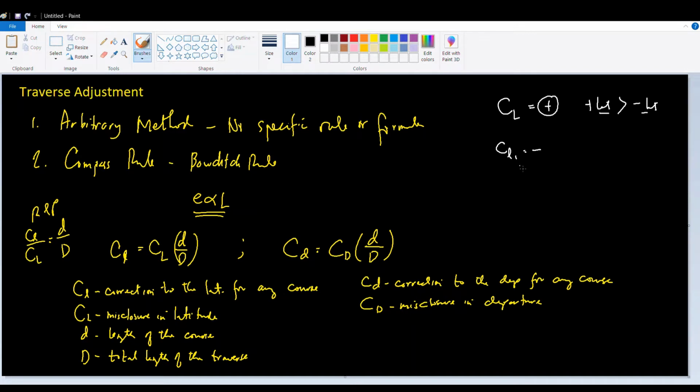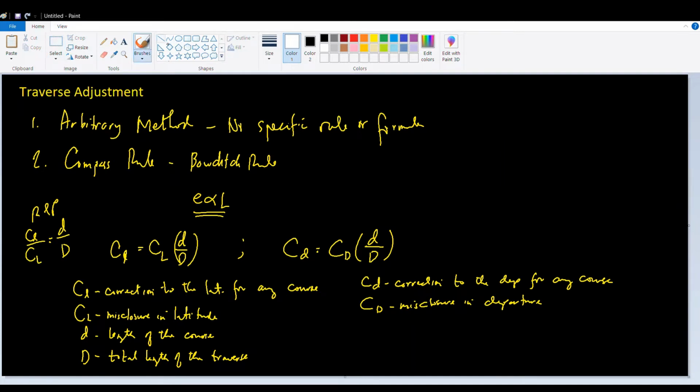Same thing, if the misclosure in latitude is negative, that means that there are more negative latitudes than positive latitudes. So the correction that we are going to apply should be positive. In that way, the negative latitudes will diminish in value, while the positive latitudes will increase in value. We apply the same rule for the corrections to be applied for the departures.